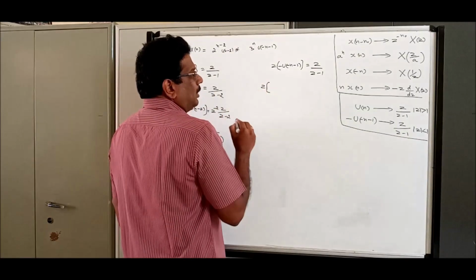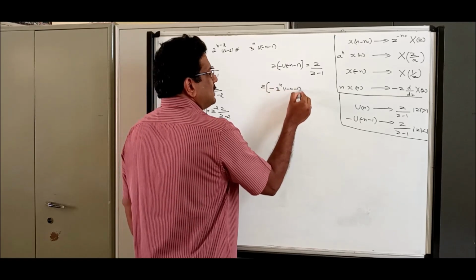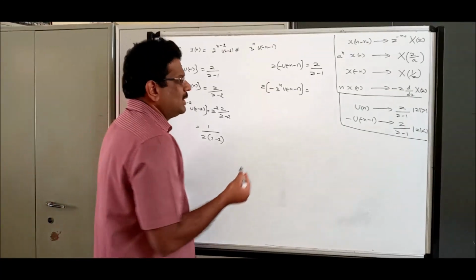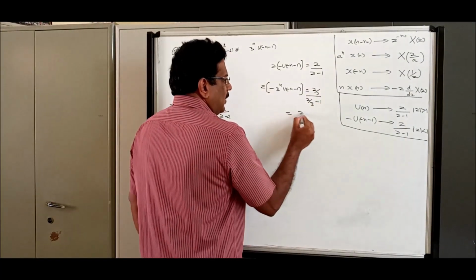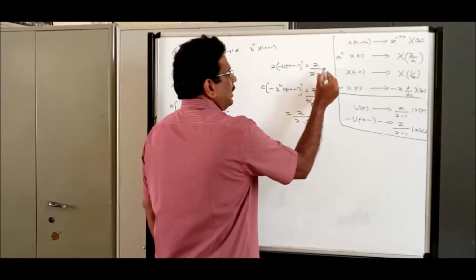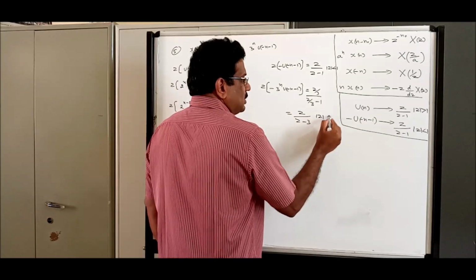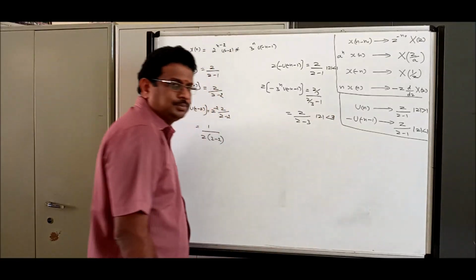Z transform of minus 3 power n u of minus n minus 1. What about here? It's the A power n property, it's one and the same. Z by 3 divided by Z by 3 minus 1, which is Z by Z minus 3. No issues, that's all. Now what about here? ROC mod Z lesser than 1. Please see. What about here? ROC lesser than 1 divided by 3 will become divided.